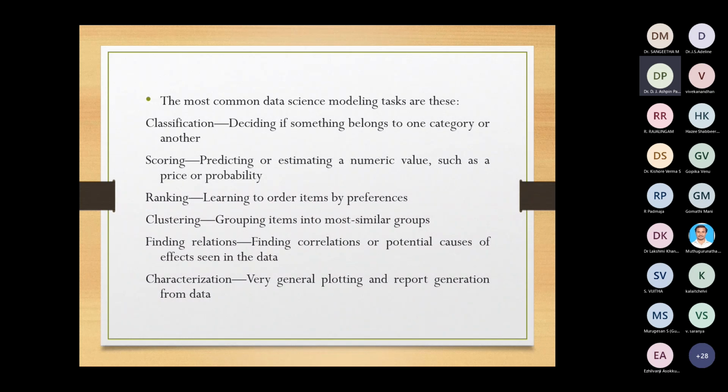Okay, scoring. And then ranking is learning to order items by preferences, based on the priority, ordering the items. And the next one is clustering. Clustering is grouping items into the most similar groups, and that is for finding relations and categorization.